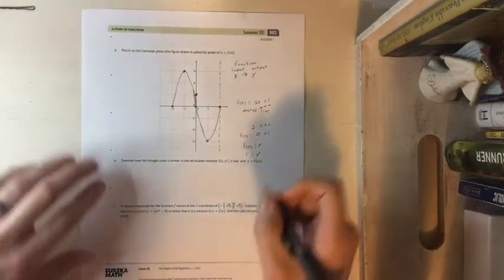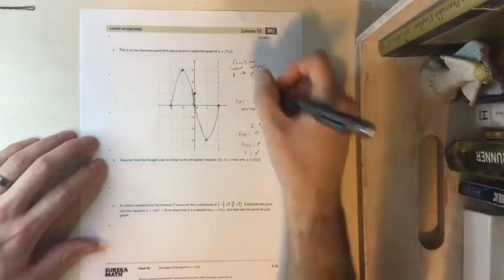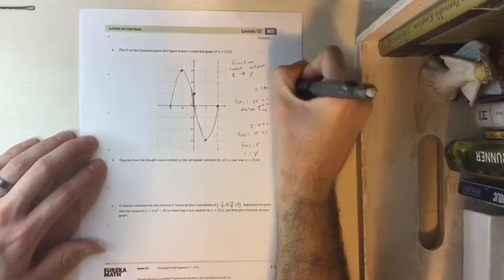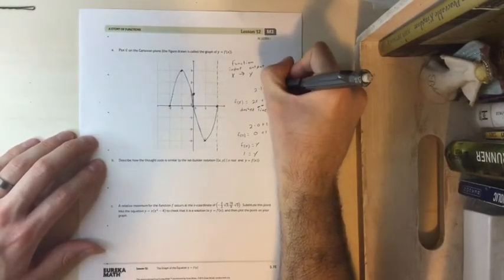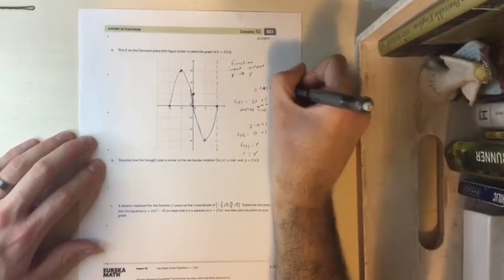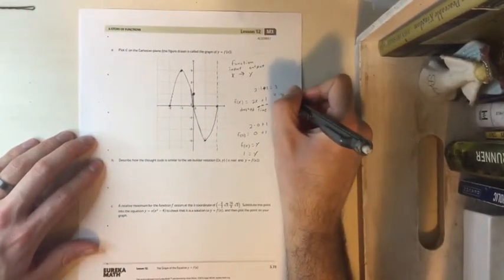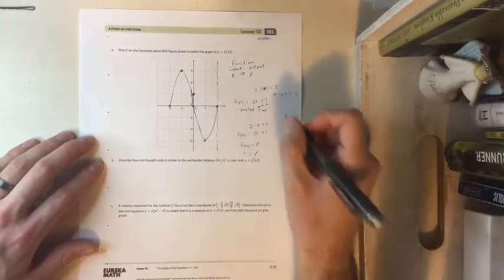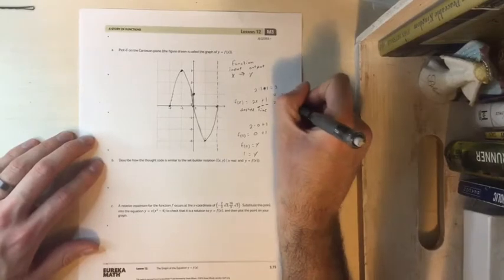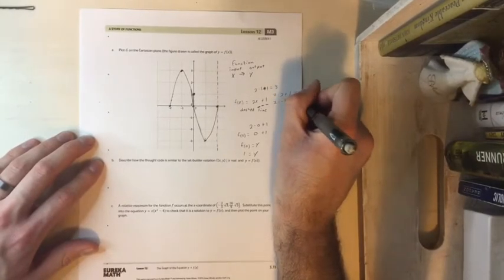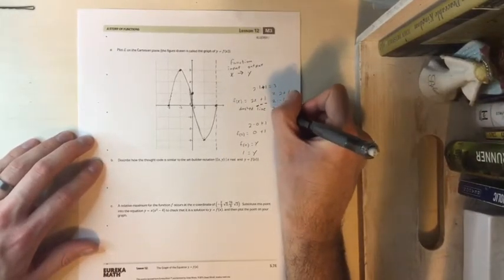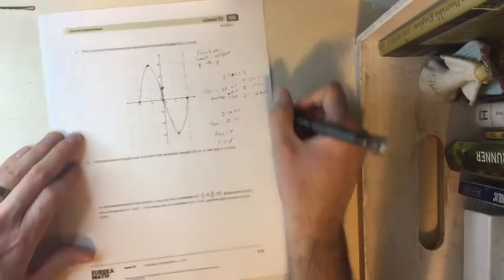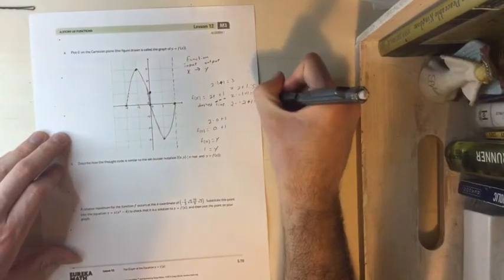Okay, so we would just keep on plugging in numbers. So it would be 2 times 1 plus 1. That's going to equal 3. 2 times 2 plus 1 equals 5. 2 times -1 plus 1 equals 1. And 2 times -2 plus 1 equals -3.